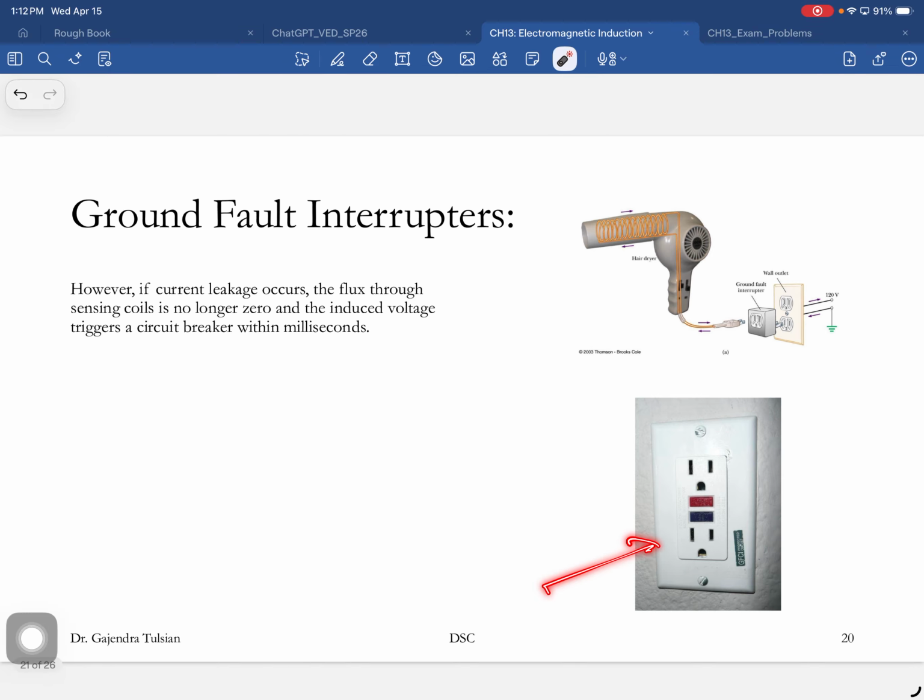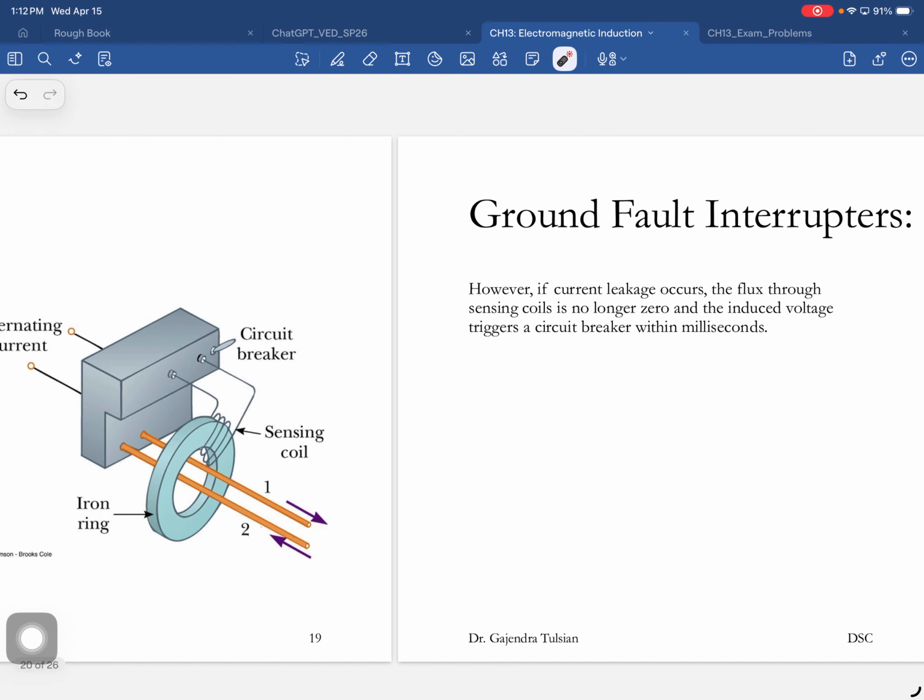You guys have seen this in your bathrooms? What are these things? What is this guy? Well, it's more than an outlet. So here's what it does.